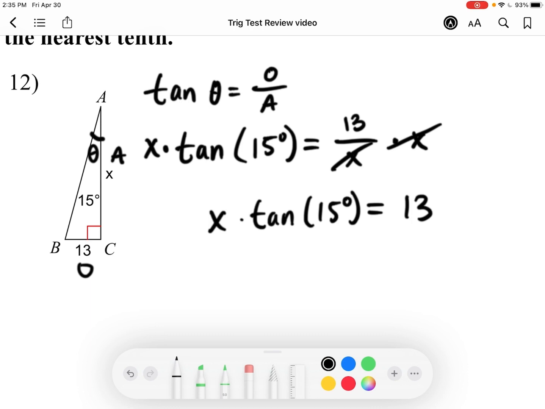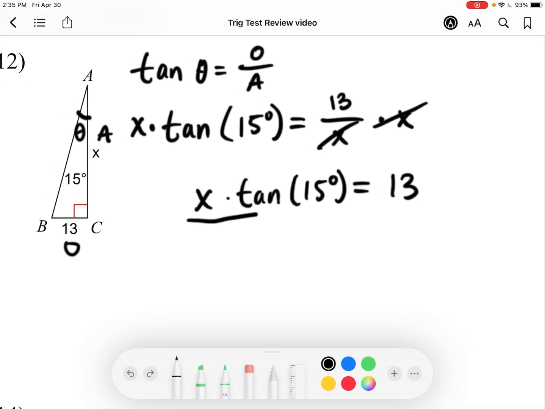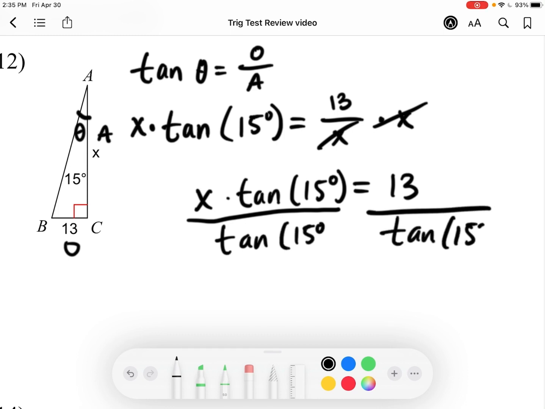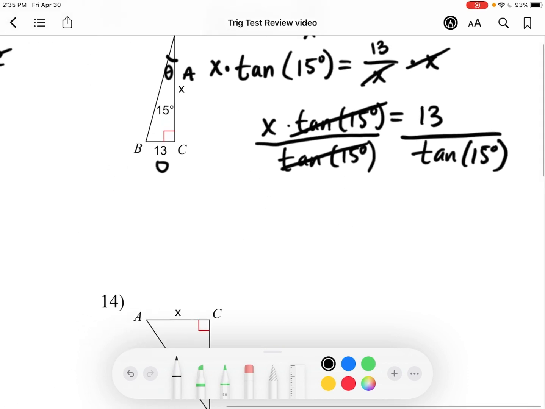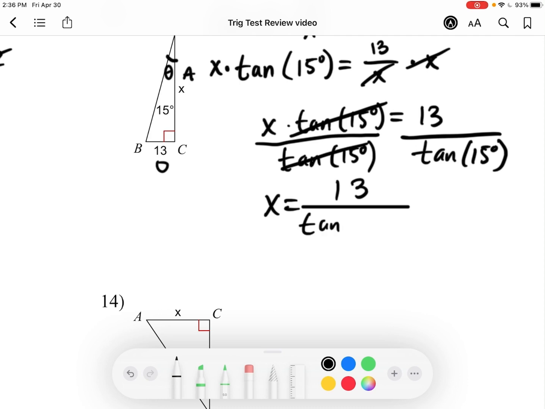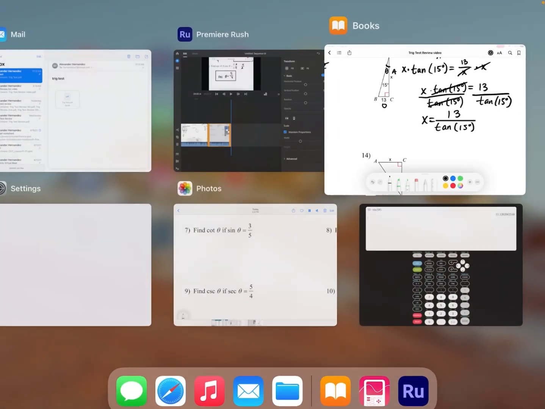Now x is out of the fraction, but now it has tangent here. So what we're going to do, we want to get rid of tangent of 15 degrees. So we're going to divide both sides by tangent of 15 degrees. So these cancel each other out. And now we're left with just x on the left side. You get x is equal to 13 over tangent of 15 degrees. So this is what you're going to type into your calculator, 13 divided by tangent of 15 degrees.